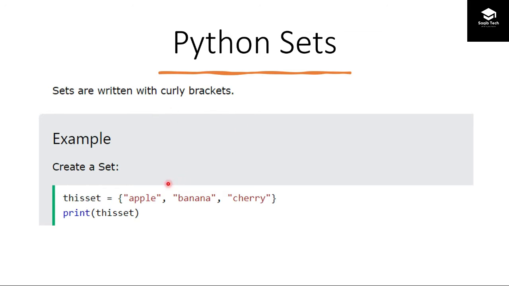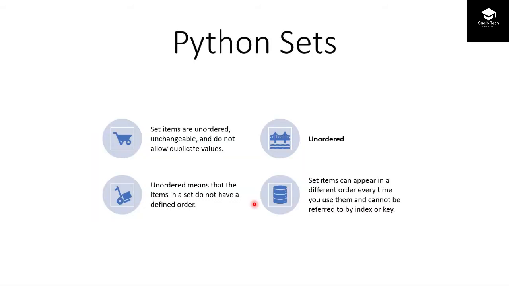Sets are written in curly brackets like we have created dictionaries, but in dictionaries we used key value pairs, and that was also some kind of ordered. But here in set we can create it using curly brackets by just separating with commas. The main difference of the set is that we can't access it using index, and another thing is that the data is unordered.